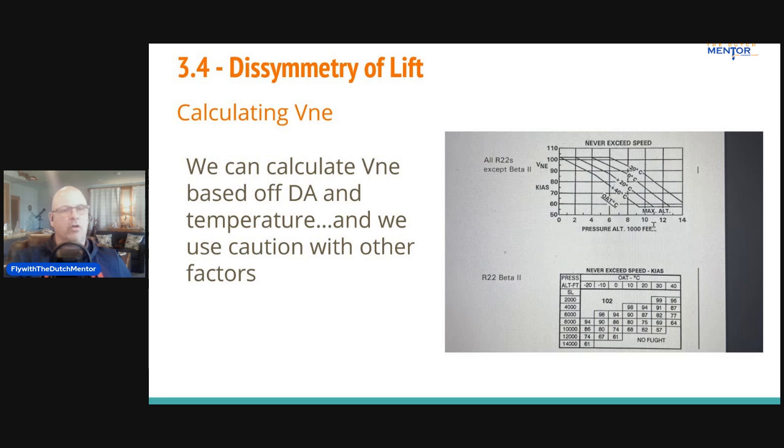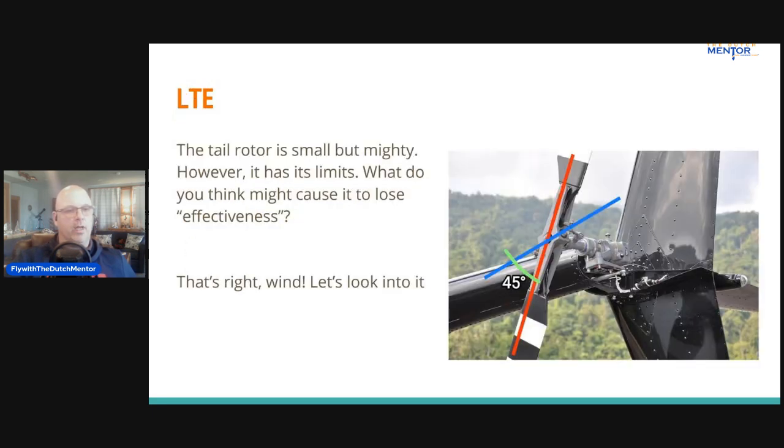So how can we calculate the VNE? There's a VNE chart in your Pilot Operating Handbook, and you can look at the different components. Again, the 22 and 44 are slightly different, but the calculations are made the same way, and you don't want to exceed that critical speed.